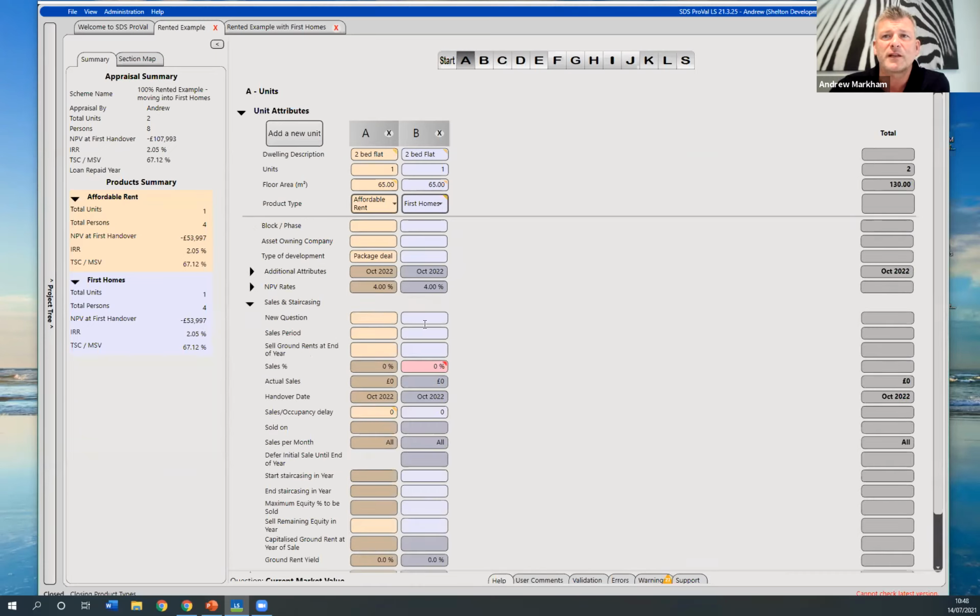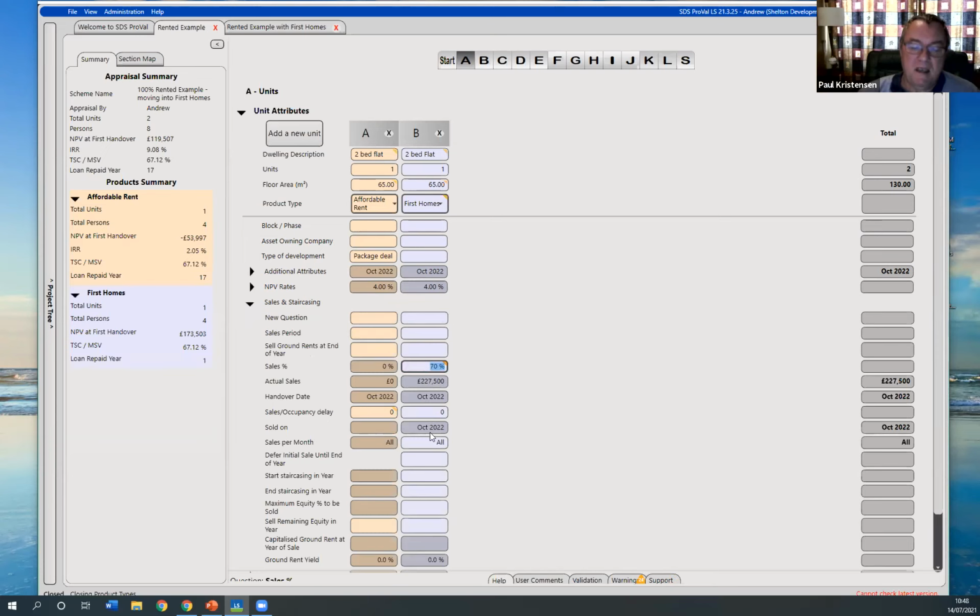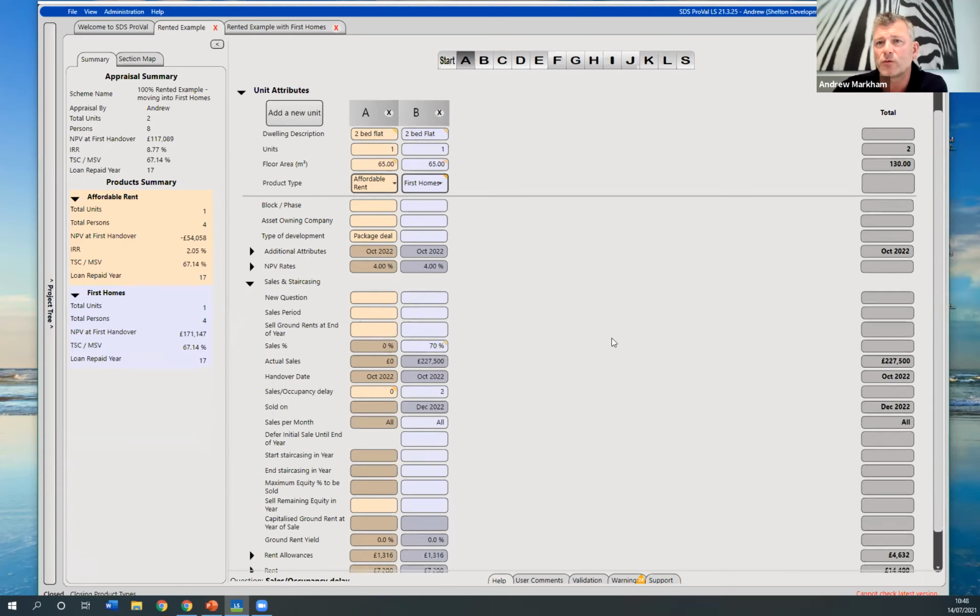Then we have the position of what we're selling it at, whether it's a 30% discount or 20% discount. I'm just going to go with a 30% discount, and you can then see in this part what the actual value is. There will be no staircasing, and hopefully most of you don't do staircasing anyway on shared ownership, but it's there. You can obviously do a delay. You could say this is going to take a couple of months to get our paperwork in order and get selling, and we can do the sales per month.